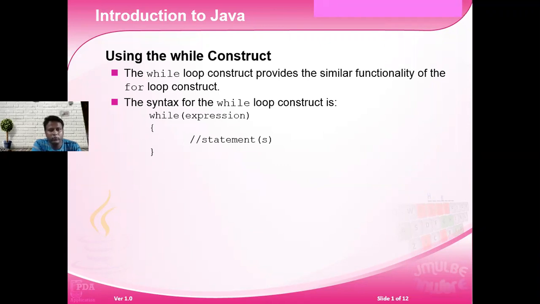But in the while loop, first you have to check for a condition, and till your condition is true, the loop continues. So here we have mentioned while expression, meaning in the expression we pass a condition. Till your condition is true in the while loop, the statement in the while loop is executed. The syntax is given as while, then expression. Till your expression is true, the statement within the while loop is executed.